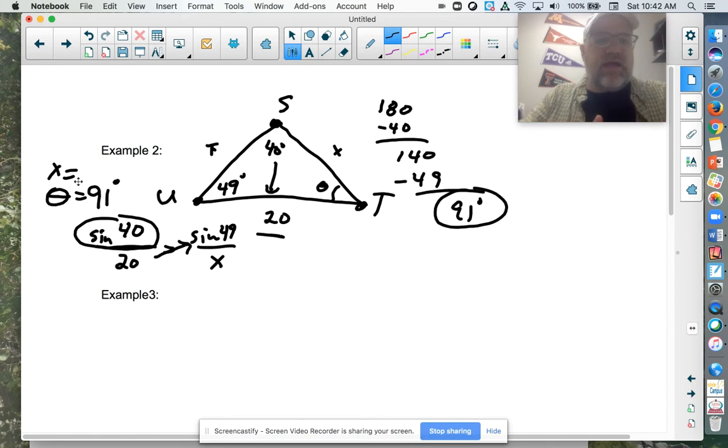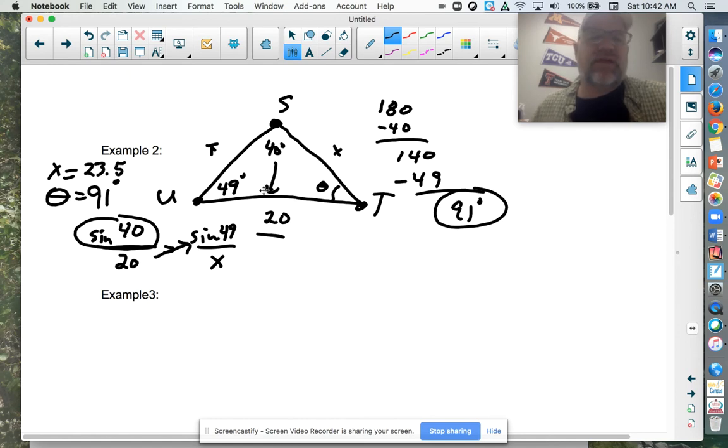So I'm going to say 20 times sine of 49 equals. Okay, now I'm going to divide that by sine of 40, I have to do it in that order, equals, and it gives me a value. It says x is 23.5. And I asked myself, does that make some sense?